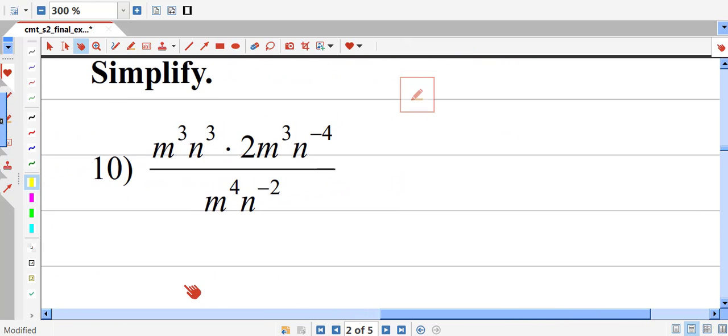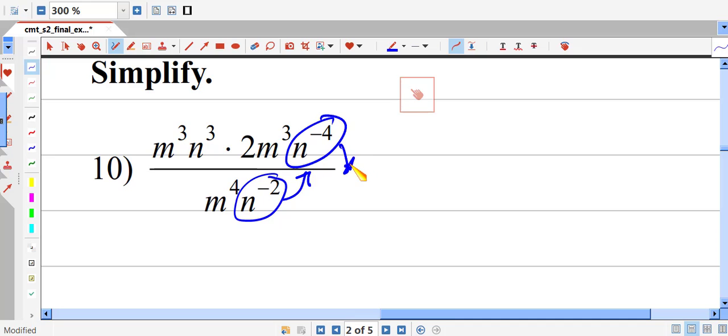Okay, so number 10, very similar, except I already have something in the denominator. So I'm going to do 0 exponents. There's nothing that has a 0 exponent here. So the next step for me would be power of a power. There's nothing here with parentheses, in which case I'd multiply the exponents. So now I'm going to do my negative exponent rule, and that means this is going to go up and this is going to go down.